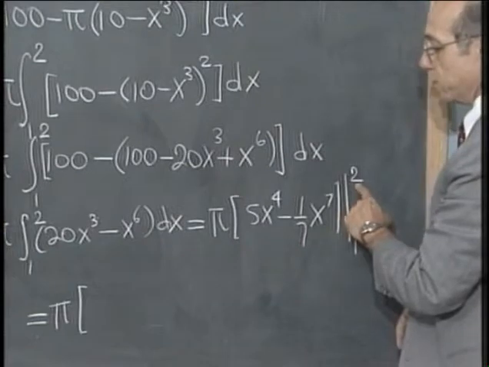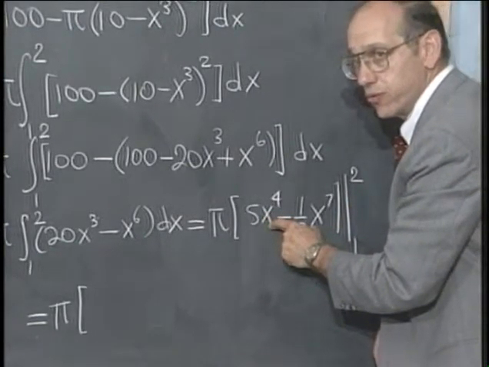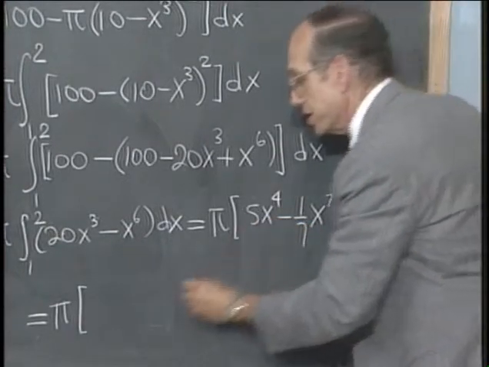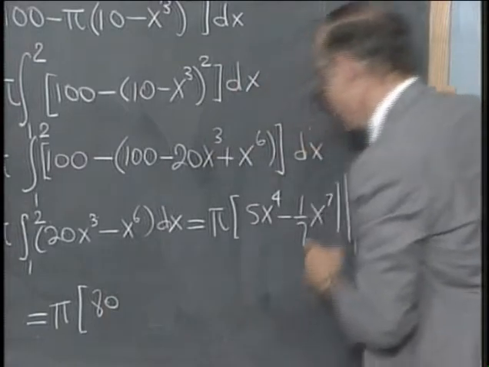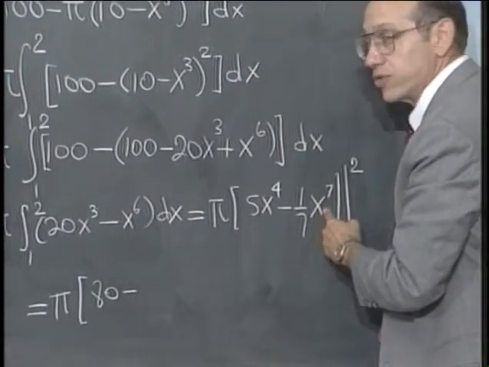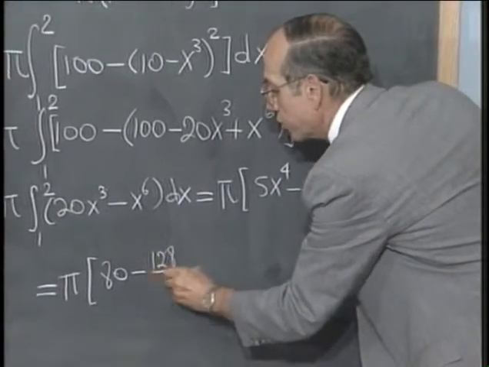When we substitute x equal 2, we get 5 times x to the 4th. That's 5 times 2 to the 4th. 2 to the 4th is 16. 5 times 16 is 80. So that's 80. Minus 1/7 of 2 to the 7th. 2 to the 7th is 128. So that's 128 over 7.